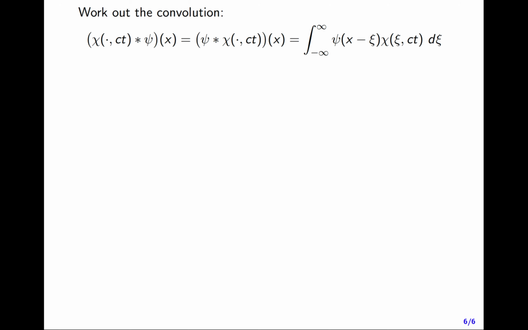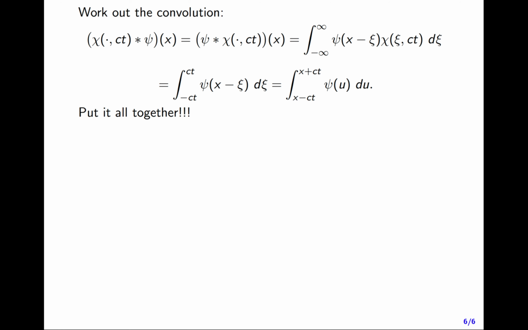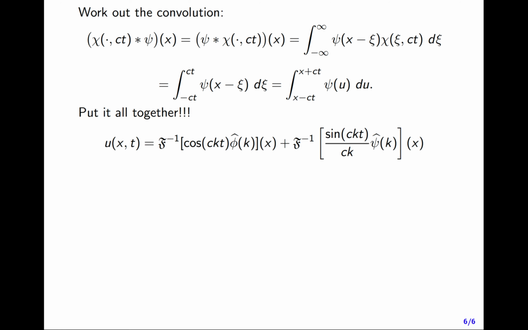x, c, and t are parameters that are fixed inside the integral, and psi and chi are functions. Remember what chi does. Chi is 0 outside the interval minus ct to ct. So this integral becomes the integral from minus ct to ct of psi of x minus xi. Or if you prefer, you could change variables. So this becomes the integral from x minus ct to x plus ct of psi of u du after a quick substitution.